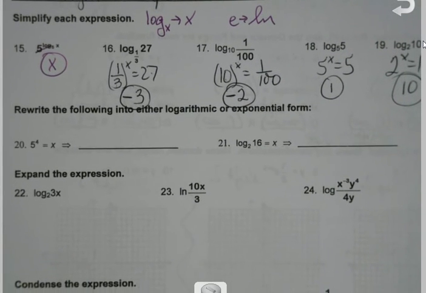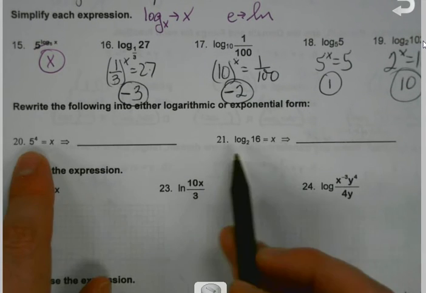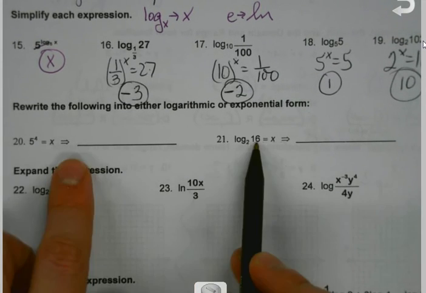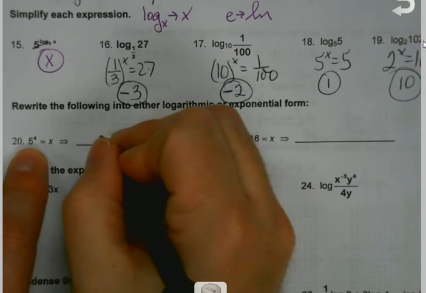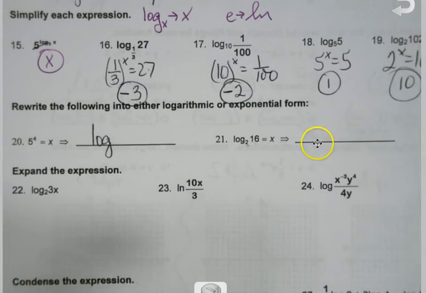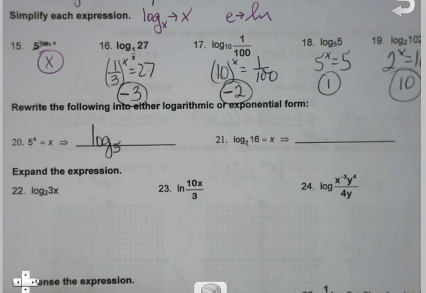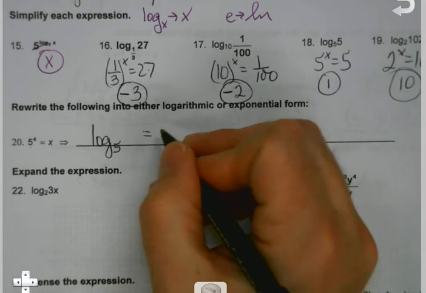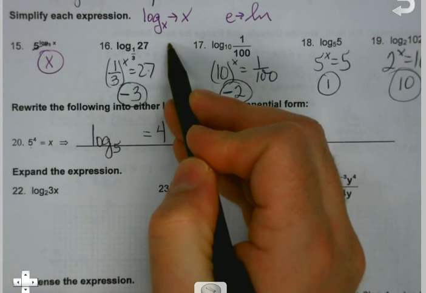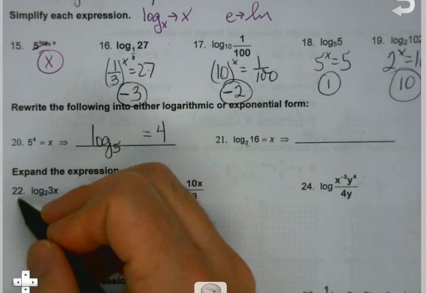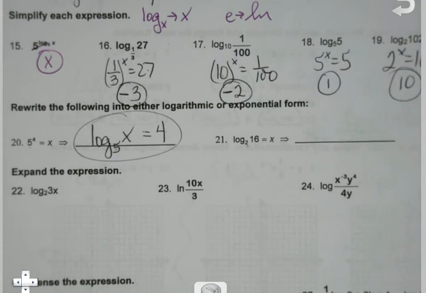Okay, now here's my hint on 20 and 21. Rewrite the following into logarithmic or exponential form. You have the other form sitting here. I'm trying to turn this into this, or this back into this. So I'm going, okay, that's my base. So again, we've got our base number here. And we always had talked about how our exponent is on the other side of the equals, because we'd always said base, exponent, answer. And so then my answer is x. 5 to the 4th power equals x. Okay, I'm good.